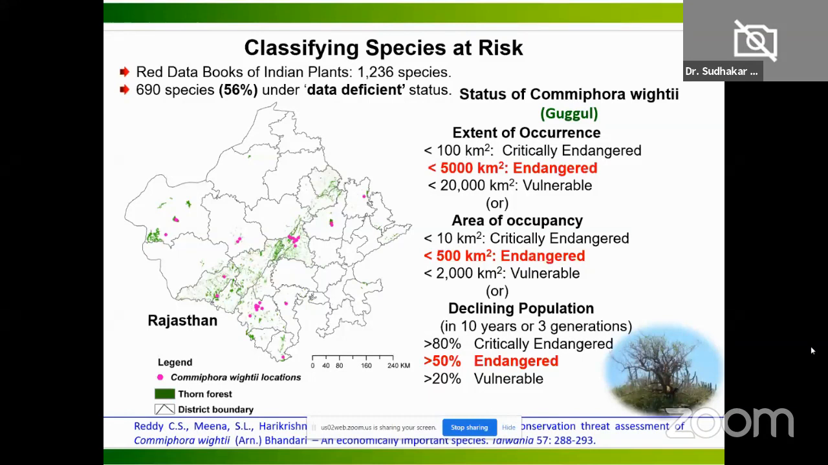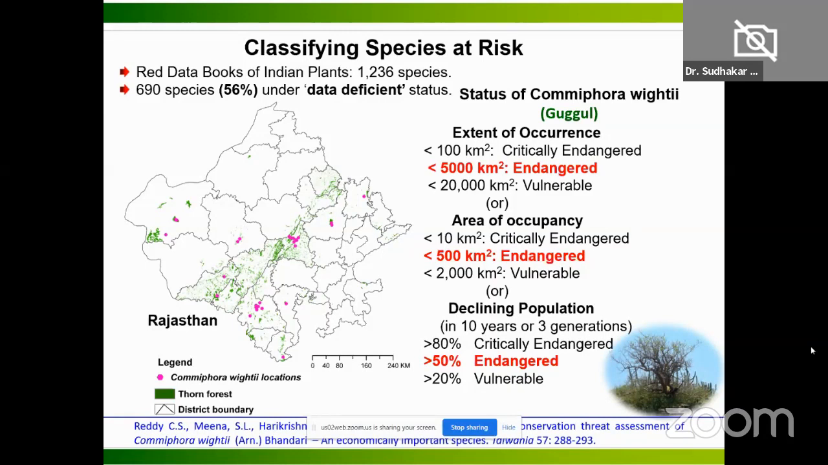Further, if you consider the area of occupancy, I said that it is found in only 26 locations. Once we quantified the total patch area, or total fragmented area, of these 26 locations, the total area is less than 500 square kilometers. Based on that principle also, we can say it is endangered.